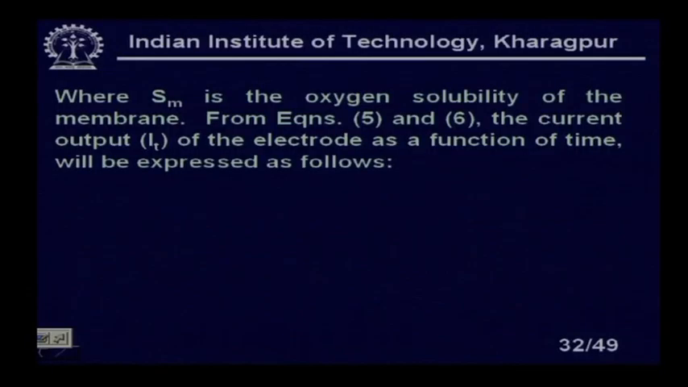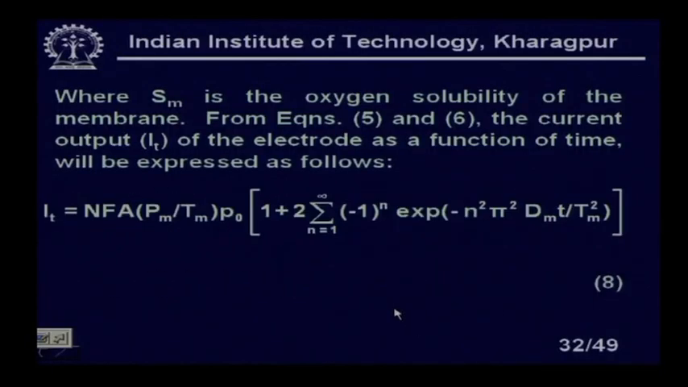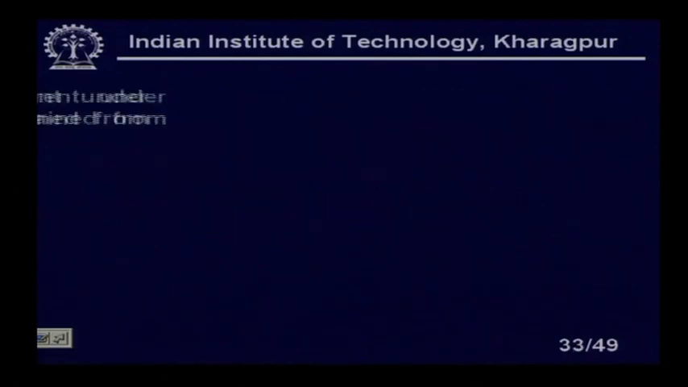As a function of time, it will be expressed as follows. You see, the current output It equal to nFAPM by Tm multiplied by P0 into 1 plus 2 summation n equal to 1 to infinity, minus 1 to the power n, exponential of minus n square pi square DMt upon Tm square. This is equation number 8.